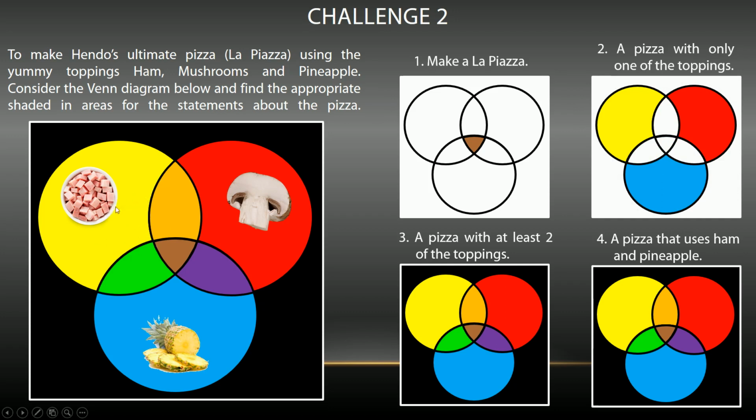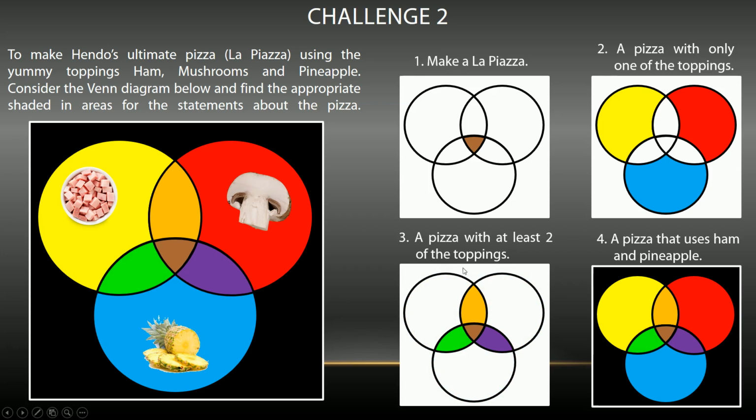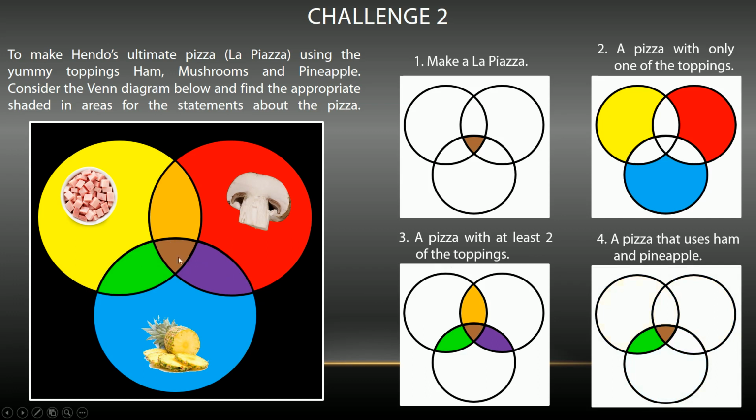For the Star Wars nerds, it looks like the Rebel Alliance symbol, so the yellow, red, and blue. Then a pizza with at least 2 of the toppings, so at least would be this and this and this. And then a pizza that uses ham and pineapple, okay, would be the La Piazza, the brown part in the middle, and the green area.